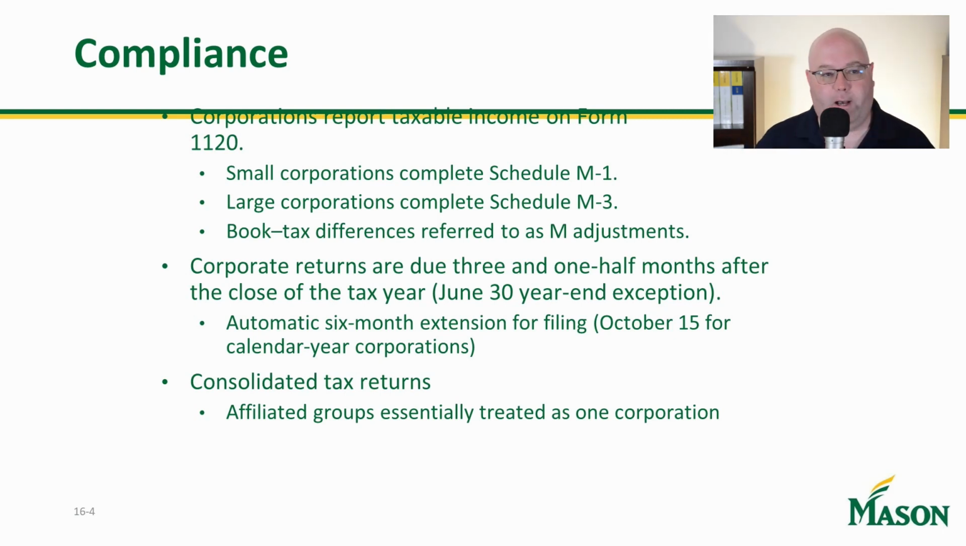And so, again, if you're getting to the end of your tax season and you can't get the corporation tax return out, you can do a 6-month filing extension in order to be able to do this. Then you also have consolidated tax returns.